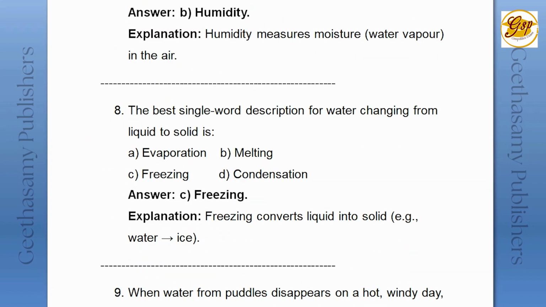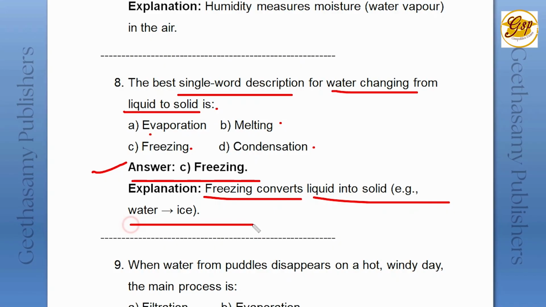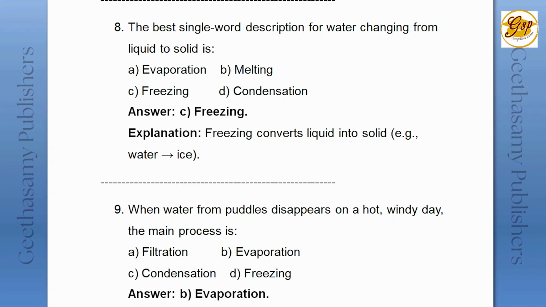And eighth question. The best single word description of water changing from liquid to solid is: evaporation, melting, freezing, or condensation. The correct answer is freezing. Changing from liquid to solid is freezing. So freezing converts liquid into solid, that is, water to ice.